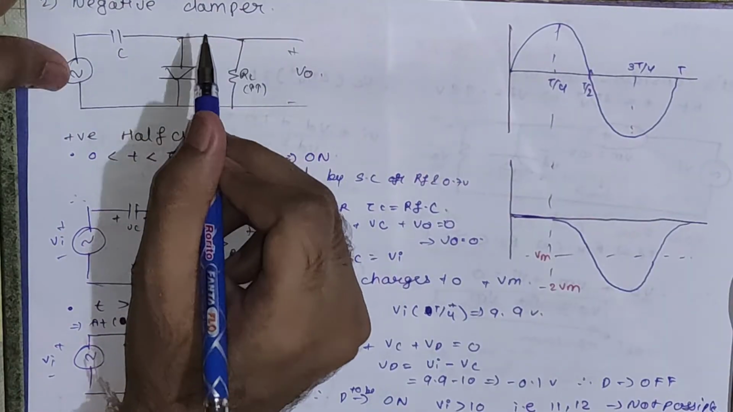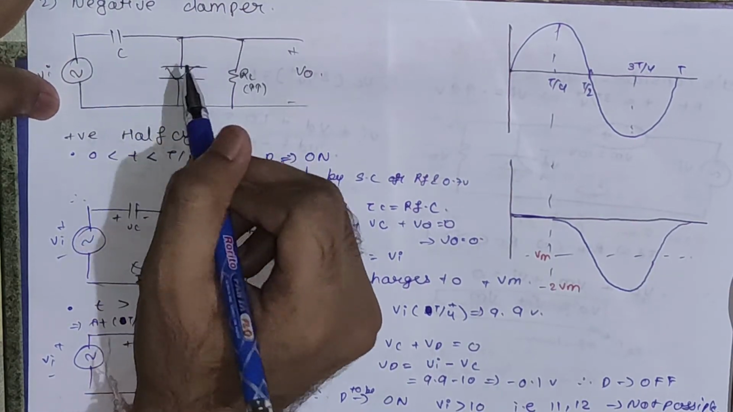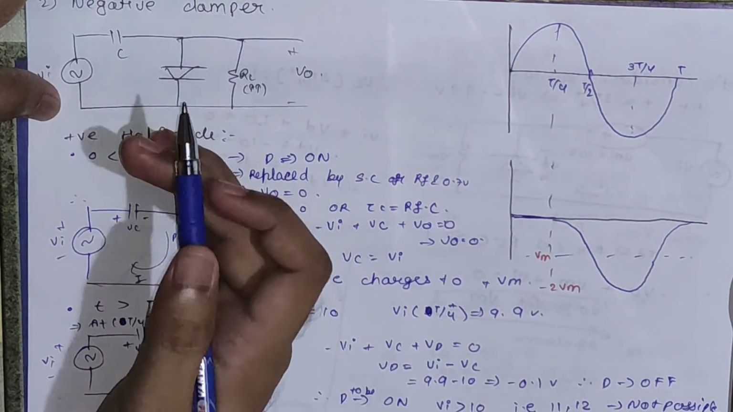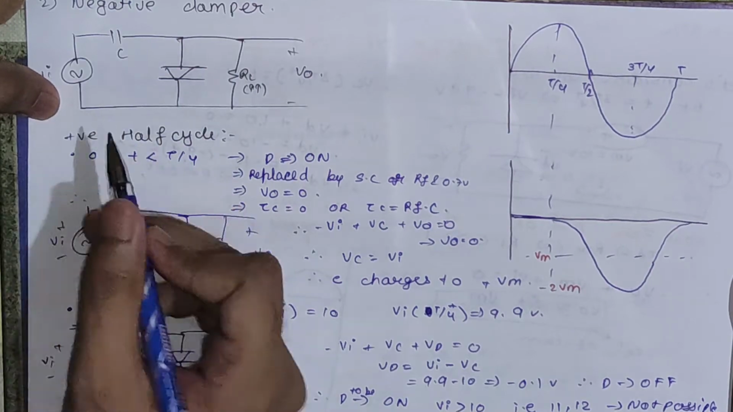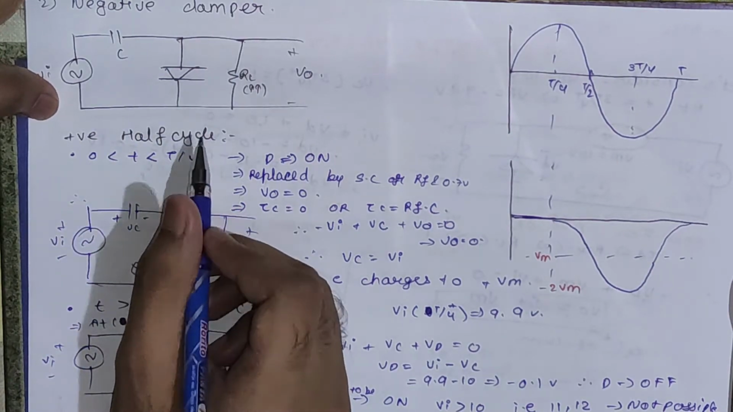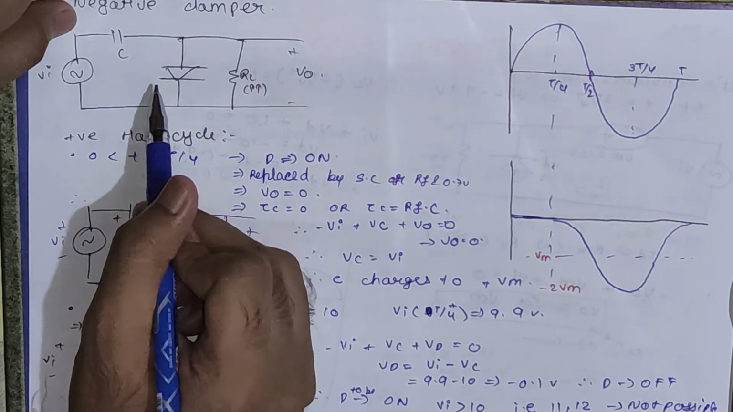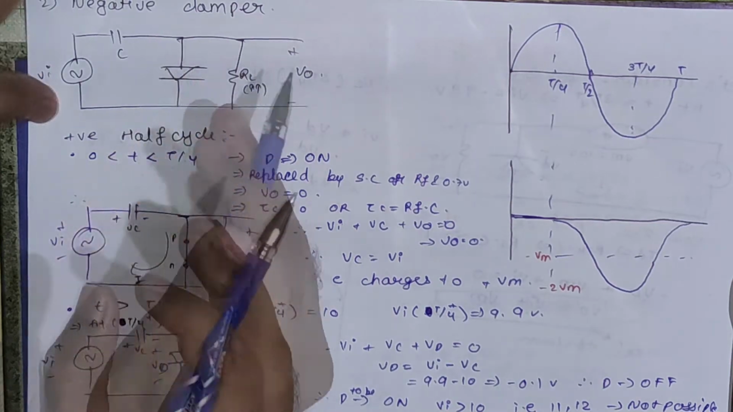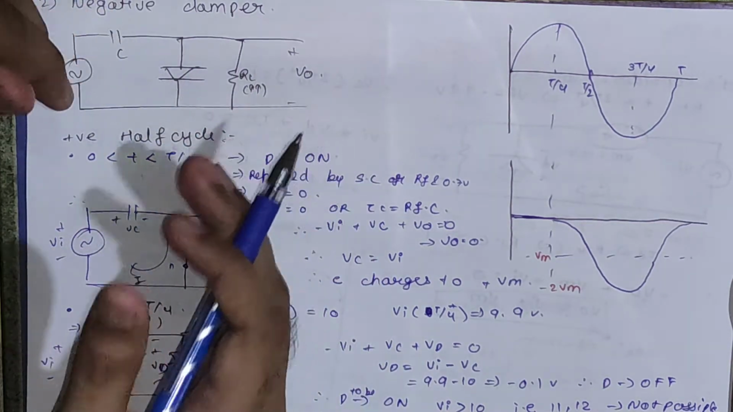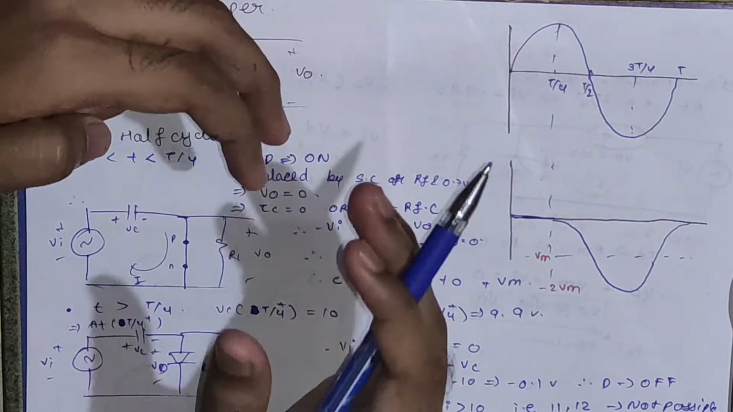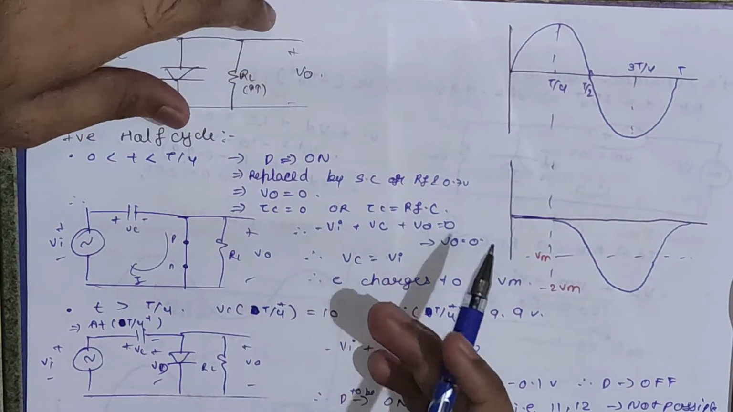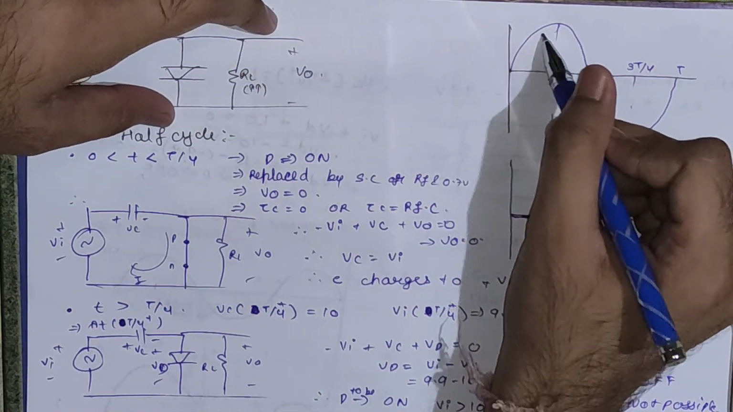Now let's see the negative clamper. In the positive clamper, the diode was upward, but in the negative clamper, it is downward. So let's start with the positive half cycle. You can see for the positive half cycle, only this diode will be on. Whenever we come to know that the diode is going to turn on, we have to start checking from half of the waveform. So now we are going to start with this phase.